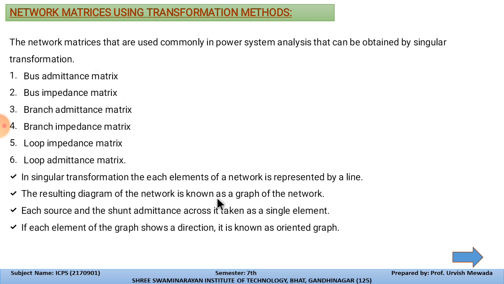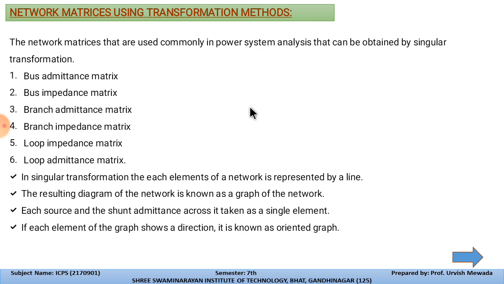So in singular transformation, each element of the network is represented by a line, that we know already. Each element we replace with a line, and then afterwards we solve the network. The resulting diagram of the network is known as the graph that we already know from the previous case, and each source and shunt admittance across it is taken as a single element that we already converted.